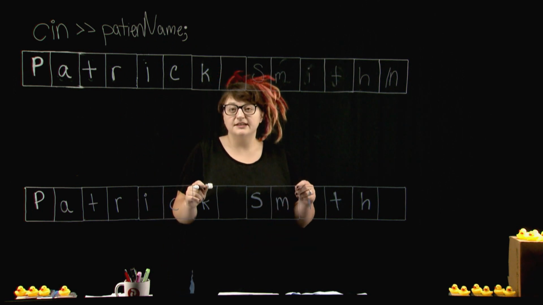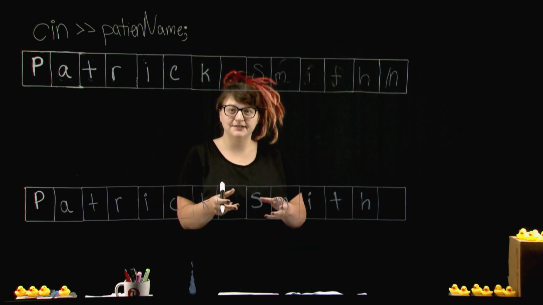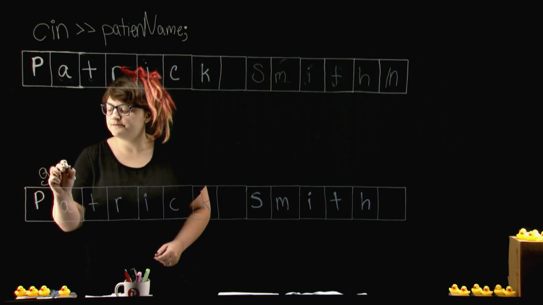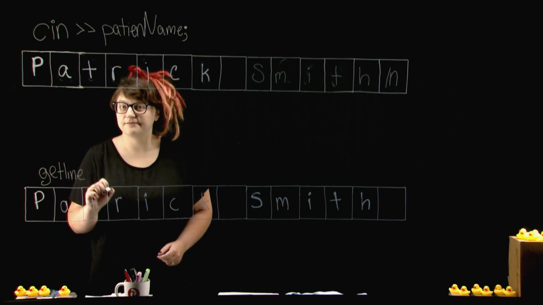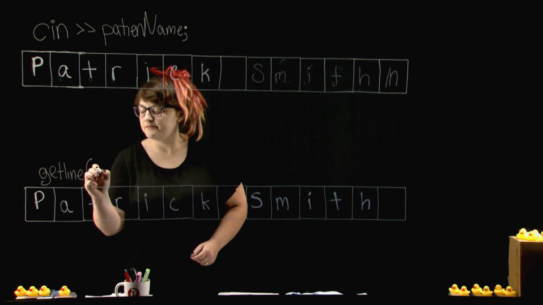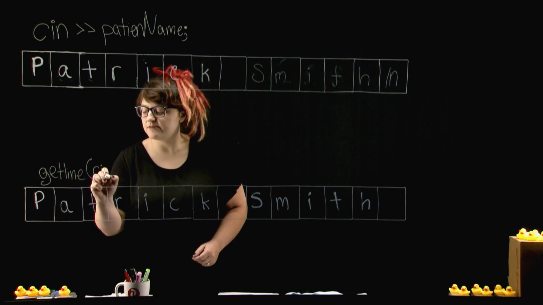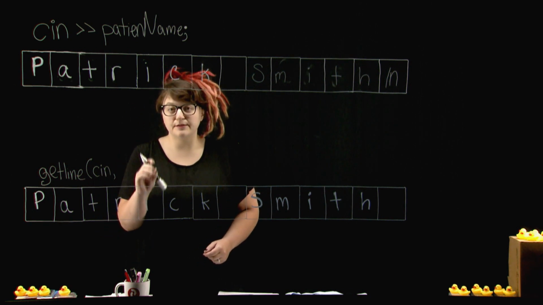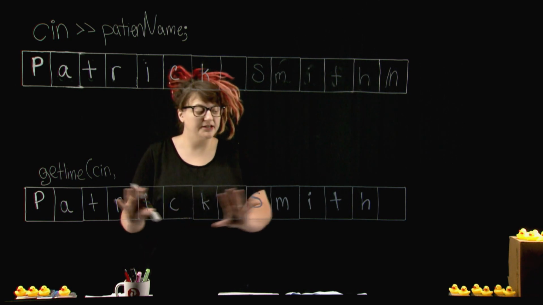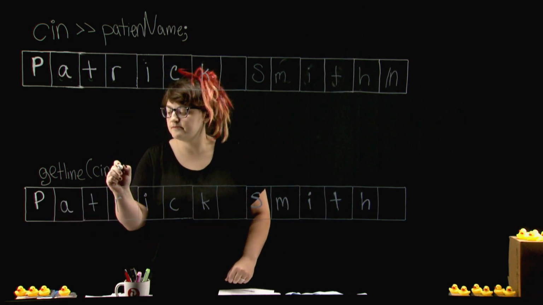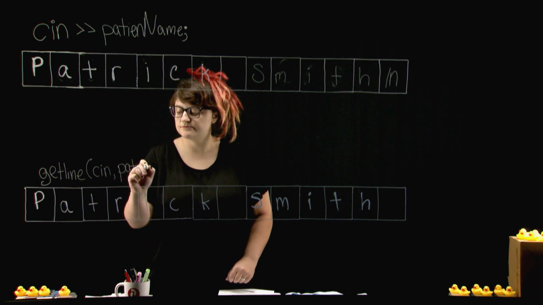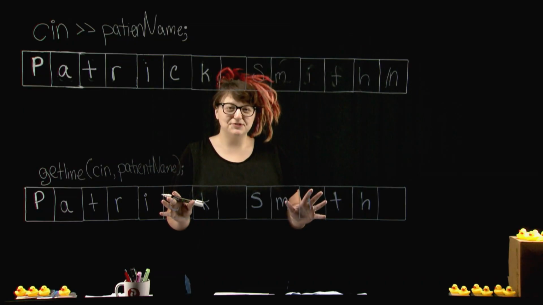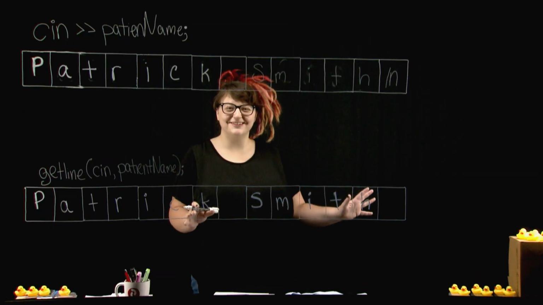Now, the next one is actually a function of the cin command called getline. And because it's a function, we're going to write it just a little bit differently. First we write our function name, and then we need our opening parenthesis. Because this is a function of cin, we're going to write cin and then a comma to separate it from what comes next, which is going to be the name of the variable that we want to initialize with this information, which again, we're working with patient name right now. Okay, and let's not forget our semicolon. Don't worry too much about the term function right now. That'll come later down the line.